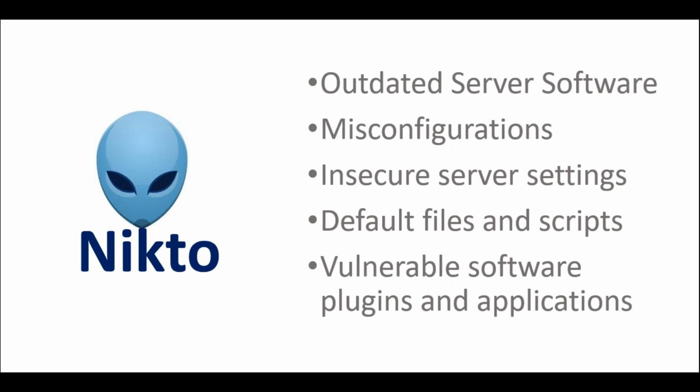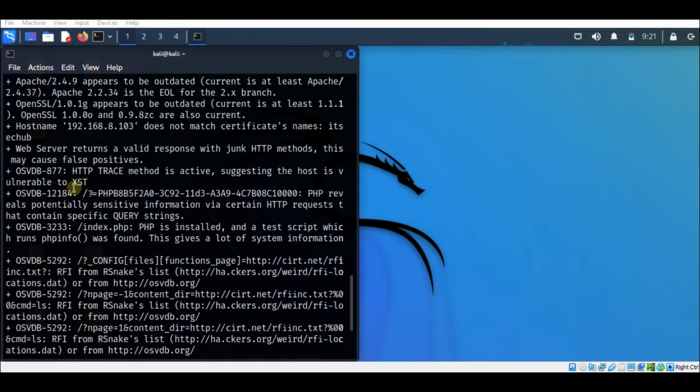Nikto looks for default files, scripts, and directories that are commonly used by attackers to gain unauthorized access. So it detects well-known files such as PHP, phpMyAdmin, administrative panels, backup files, and more. The other thing is vulnerable software plugins and applications. Nikto checks for vulnerabilities in popular web applications, content management systems and their associated plugins, and it alerts users if any of these components are present and known to have security vulnerabilities. Here Nikto has alerted us using the OSVDB vulnerability database for known vulnerability issues.